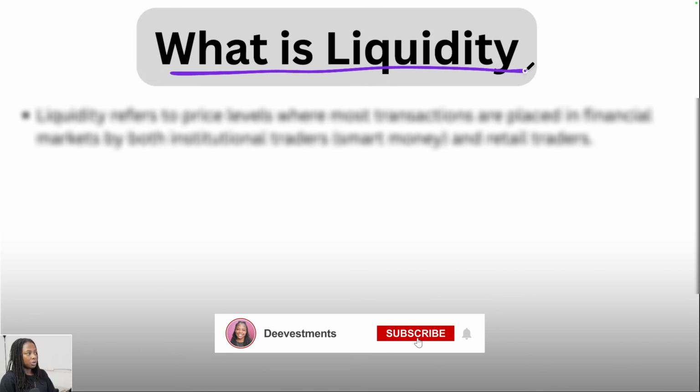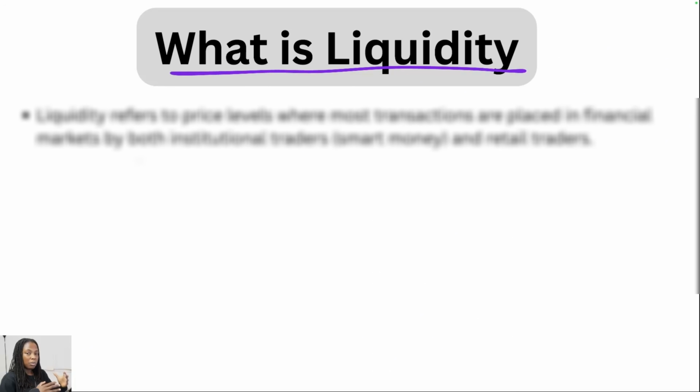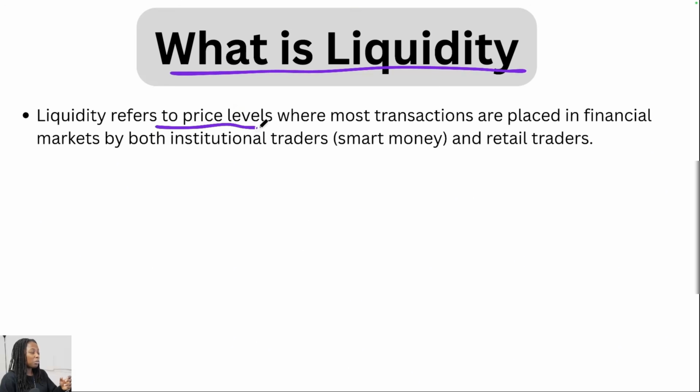What is liquidity? You want to understand what liquidity is before you start implementing anything that I am going to explain in this video. Liquidity refers to price levels. Pay attention, levels. They're levels where most transactions are placed in financial markets by both institutional traders, known as smart money, and retail traders, which is you and I.